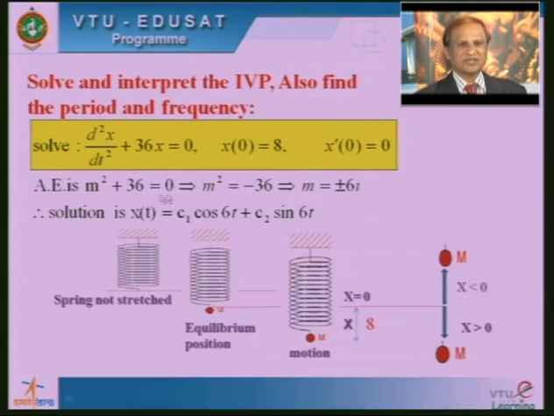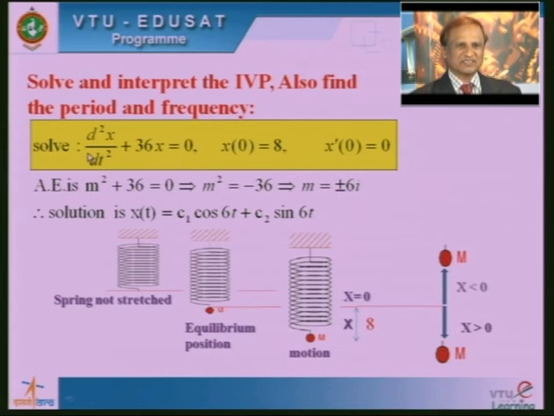Now, exactly in the similar way, you can take d square x upon dt square plus 36 is equal to 0. Here it is given that x of 0 is equal to 8 and x prime of 0 is equal to 0. Now, I have considered another example. We can write down a symbolic form: D square plus 36 into x is equal to 0.